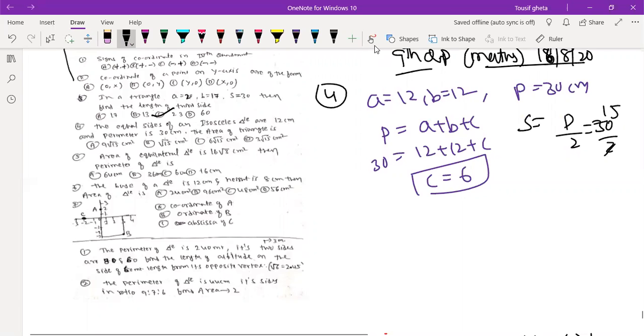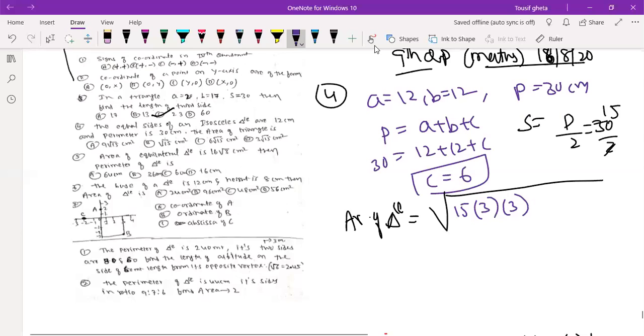Then let us see the area of the isosceles triangle. I am using Heron's formula: root of S into S minus A, S minus B, S minus C. S is 15 here. So we get 15 minus 12, 3. 15 minus 12, 3. 15 minus 6 is 9. I'm not writing the formula and the minus and all because it is an objective question. So I wrote 3 here for 15 minus 12. C is 6, so 15 minus 6 is 9.